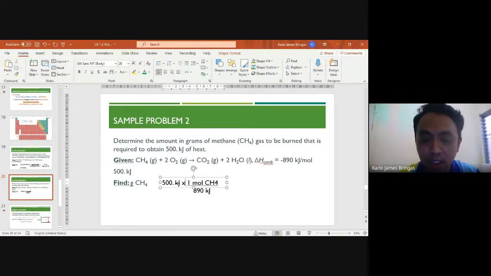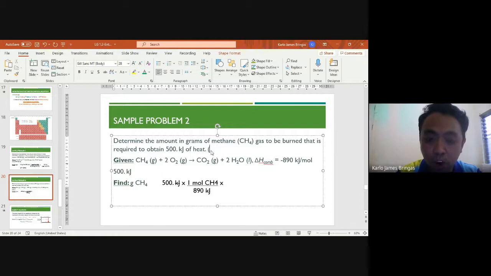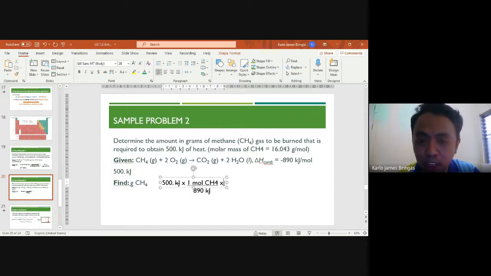And once again, since that is not yet what we're looking for, we need to further multiply it by something. This time, we need to have the molar mass of our CH4. For the CH4, para mabilis na lamang, molar mass of this one is equal to 16.043 grams per mole. This time, can you please dictate to me? So how should I write the conversion factor in here?